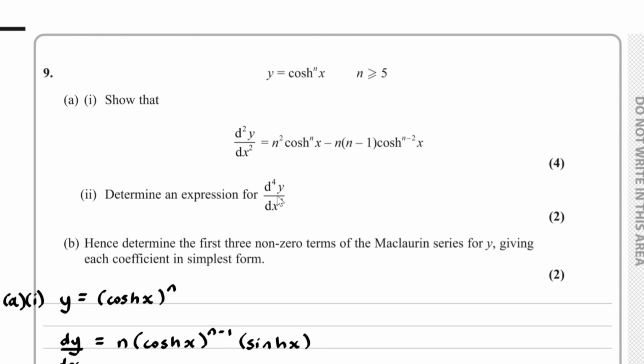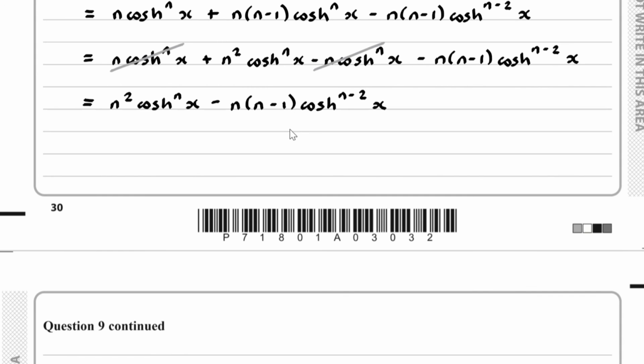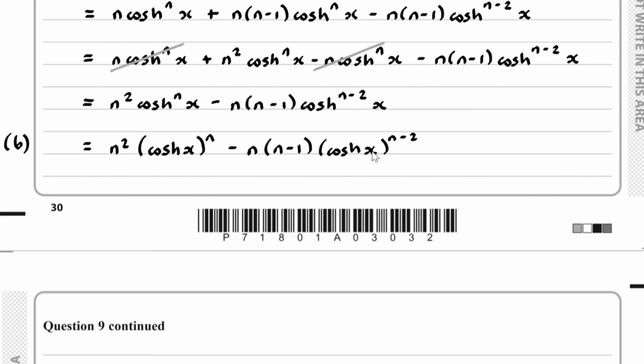Now we have to determine an expression for d4y over dx4. Well, before we do anything else, let's just rewrite this result as n squared multiplied by, and then in brackets, cosh x to the n minus n times n minus 1 times cosh x to the n minus 2.